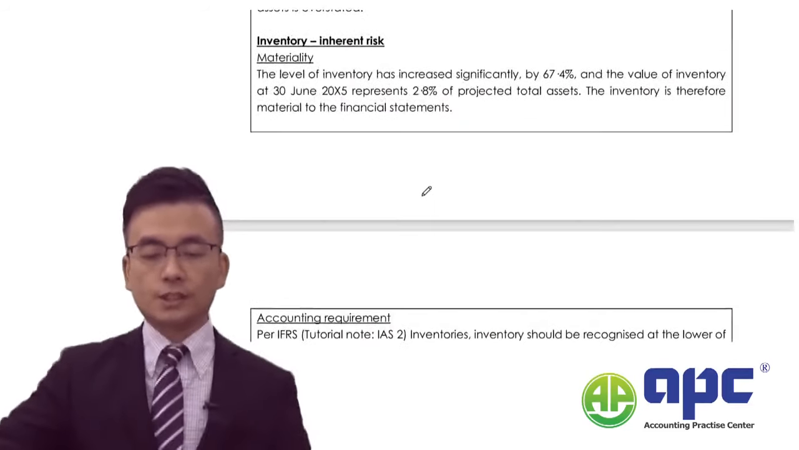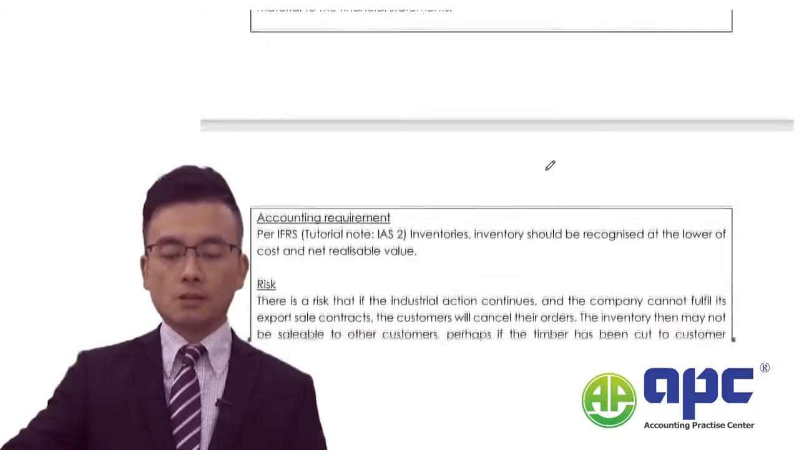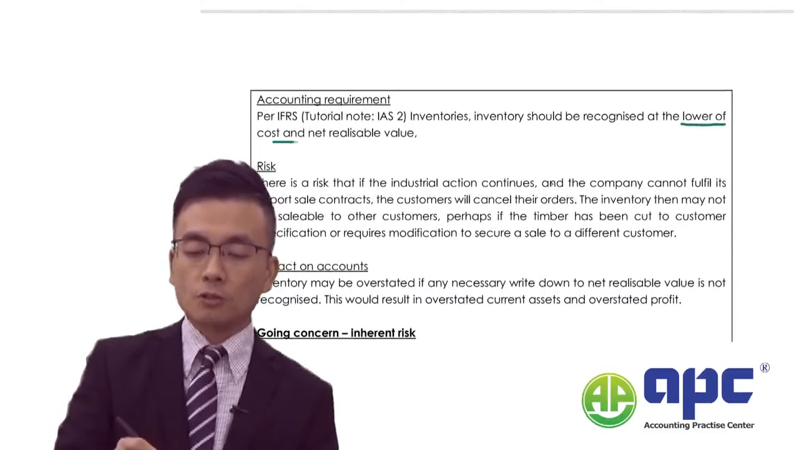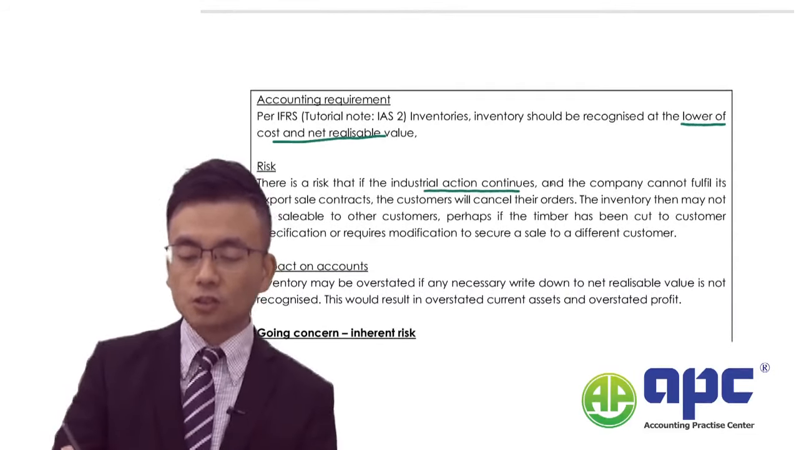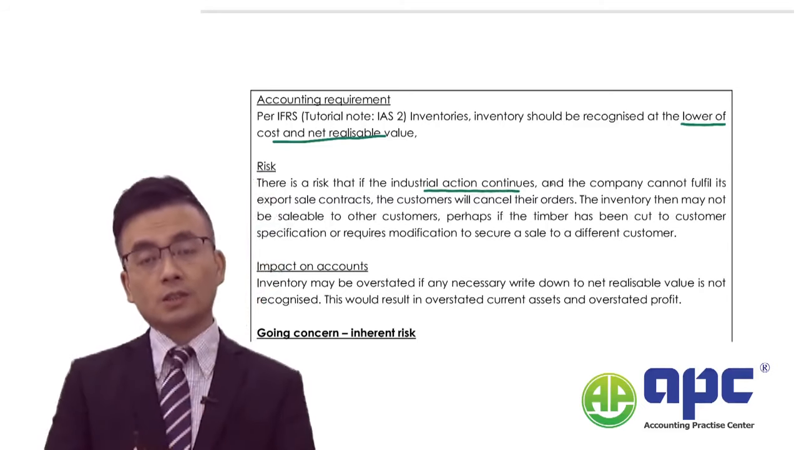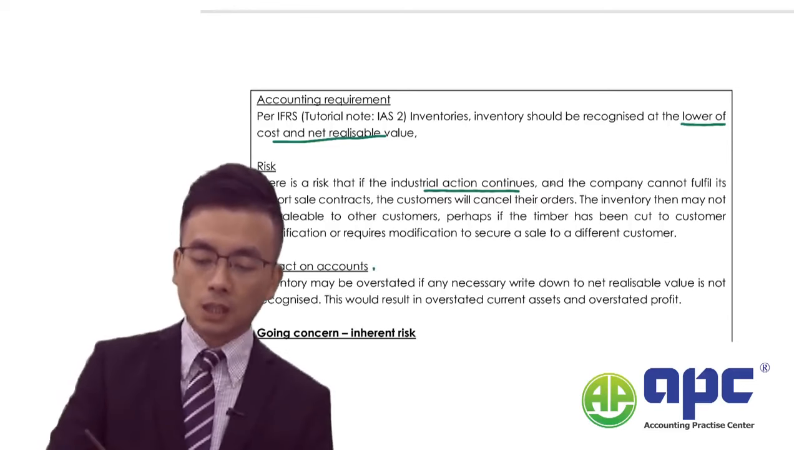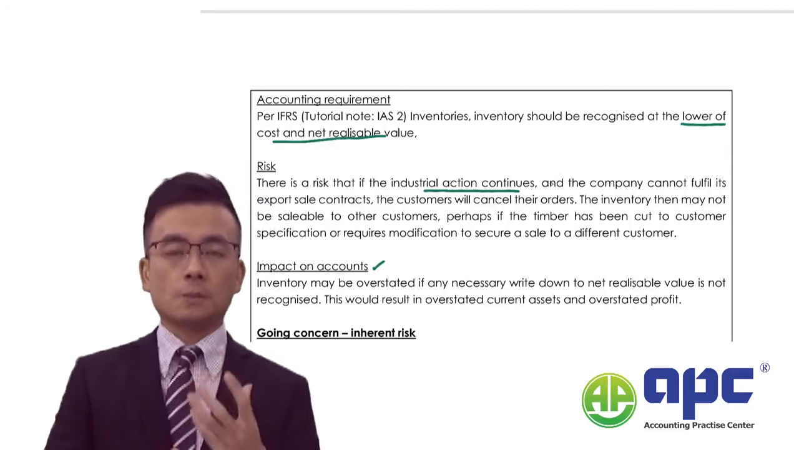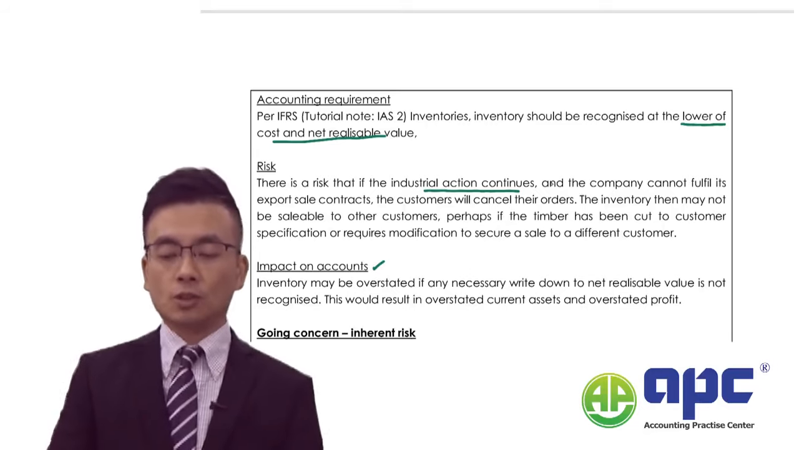How about for inventories then? Inventories increased, and material, and according to IAS 2, should be measured at the lower of cost and net realizable value. And if the industrial action continues, the timbers can't be sold. They need to be remeasured at net realizable value to recognize potential impairment losses. So potential impairment losses not being recognized impacts the accounts, in terms of the P&L figures and also the SFP figures related to inventory values.